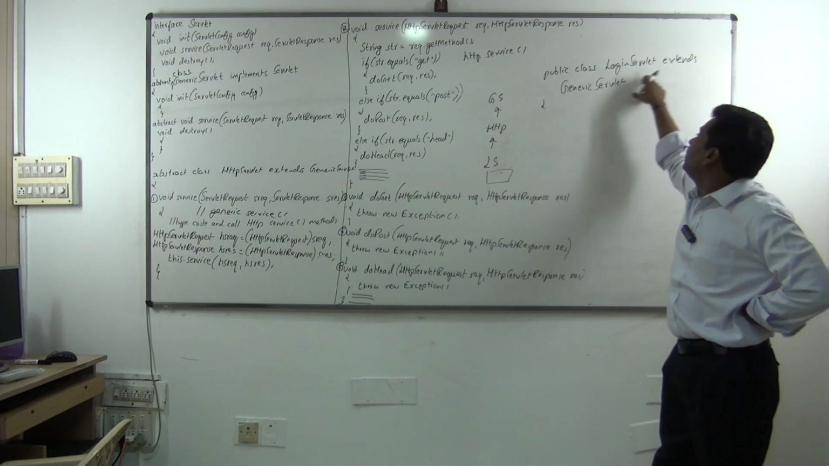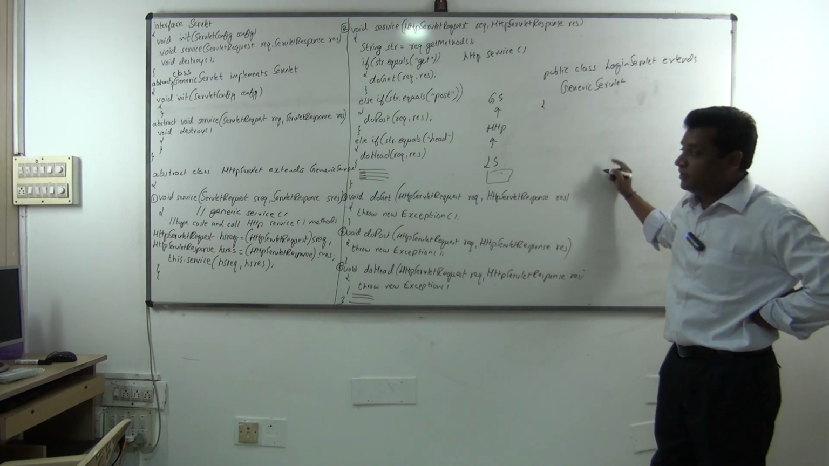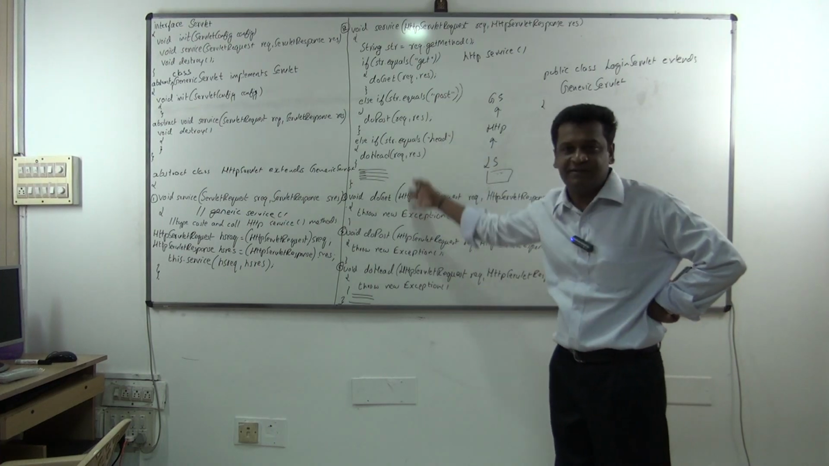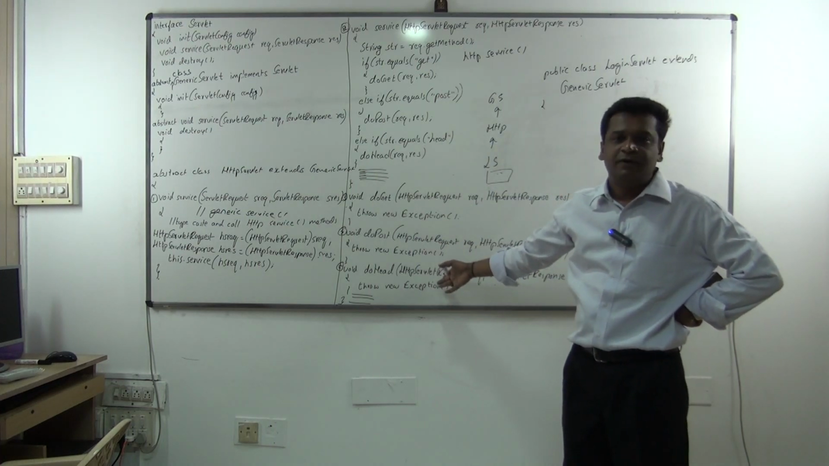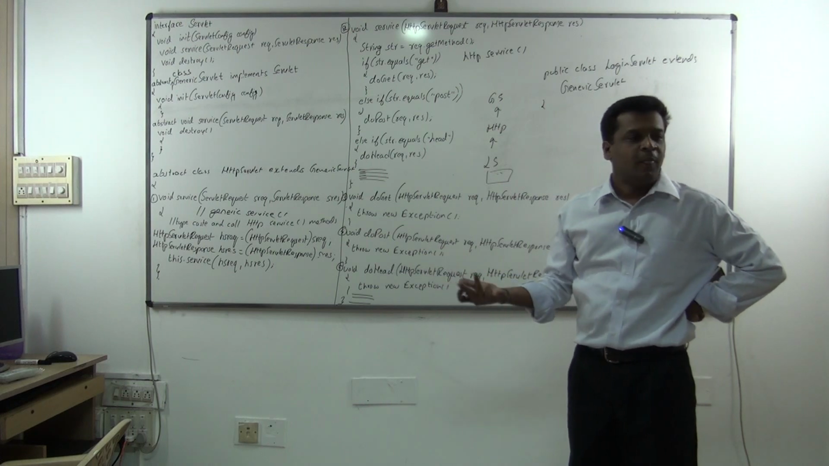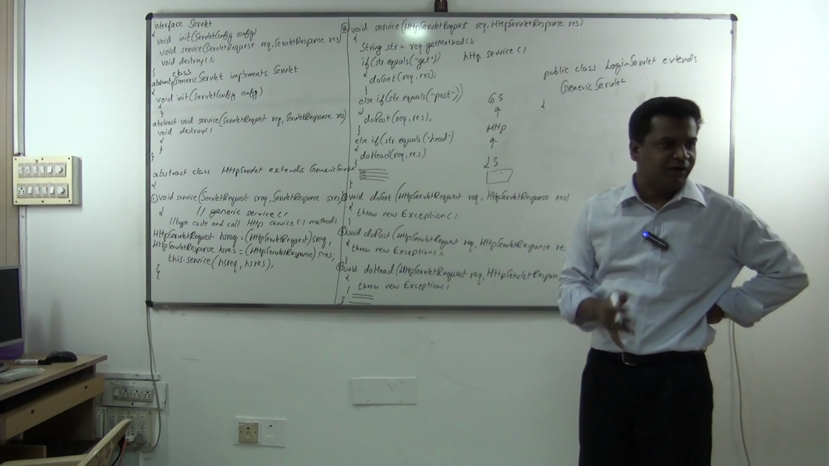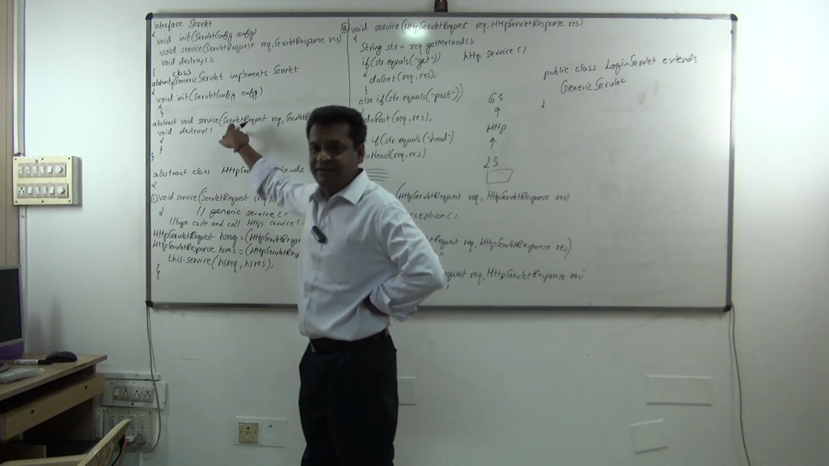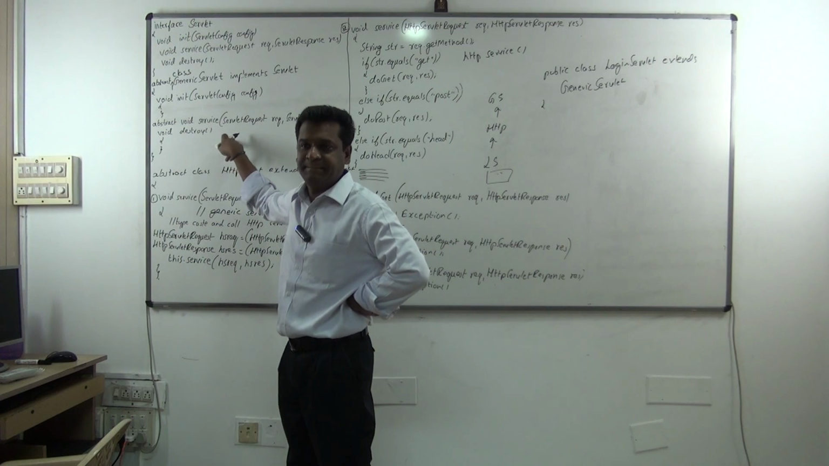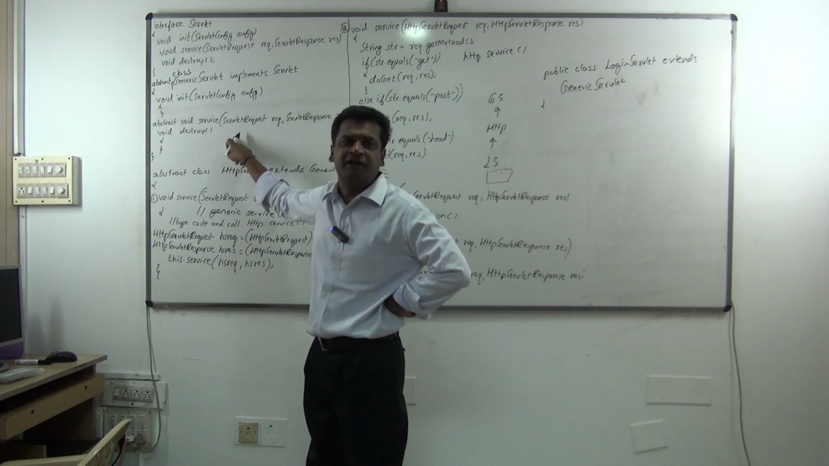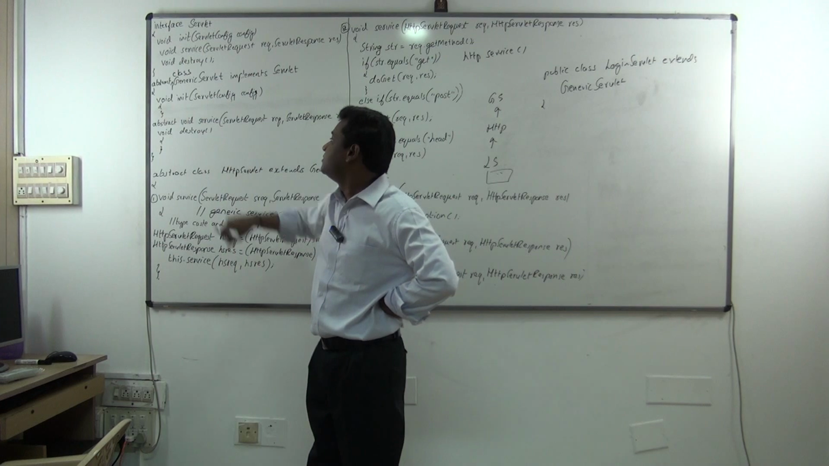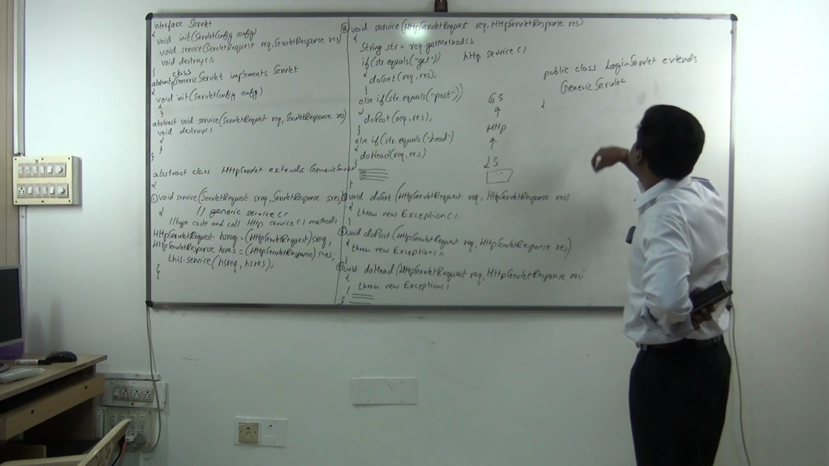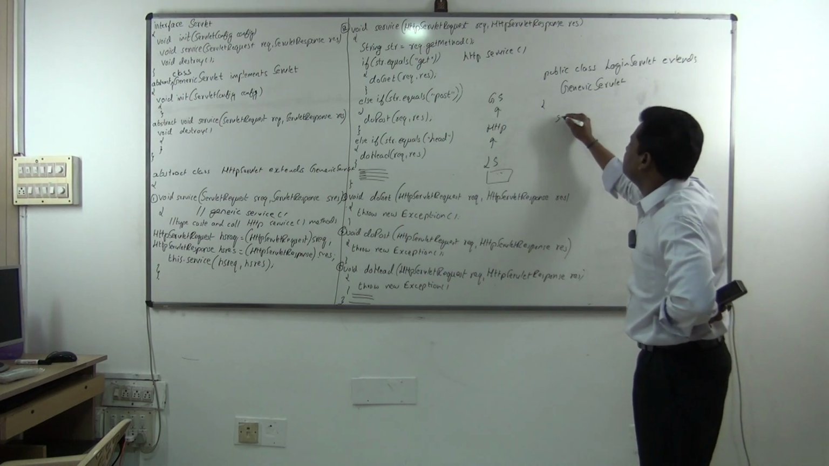Now the next one: public class LoginServlet extends GenericServlet. If you extend GenericServlet, which method will you override? You cannot override doGet and doPost. Yes or no? They are methods of which class? HttpServlet. So you can override only one method, service. Only one method, because you are extending GenericServlet. The generic service would be something like this.